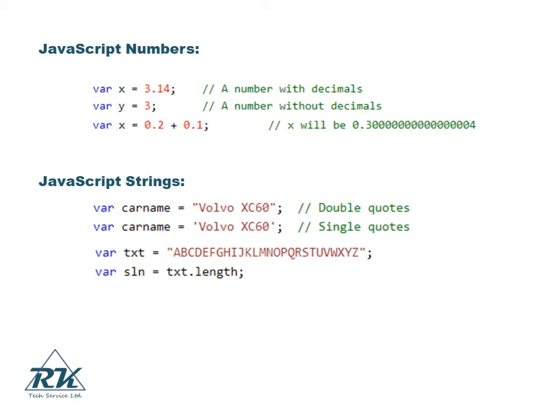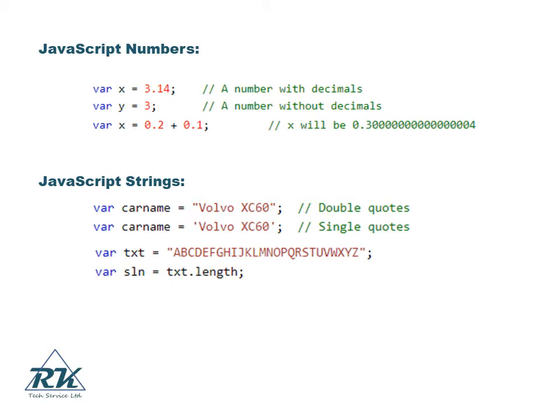JavaScript numbers. JavaScript has only one type of number. Numbers can be written with or without decimals. All numbers are stored as double precision floating point numbers. The maximum number of decimals is 17, but floating point is not always 100% accurate. Here we have some examples of JavaScript numbers.